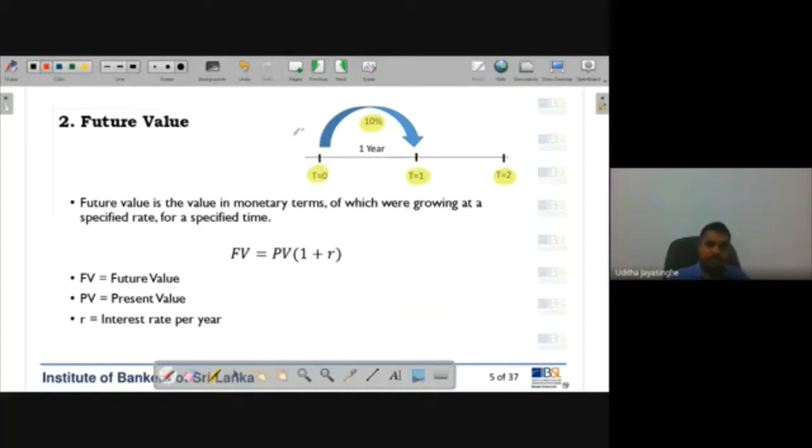That means this 100 rupees over here, after 1 year, is going to convert to 110 rupees. If you have the same interest rate, it's going to go to 121 and so on and so forth. It's going to grow. So the future value is the value in monetary terms of what is growing at a specified rate for a specified time. Specified rate, specified time. Sorry, it's red color. Specified rate at a specified time.